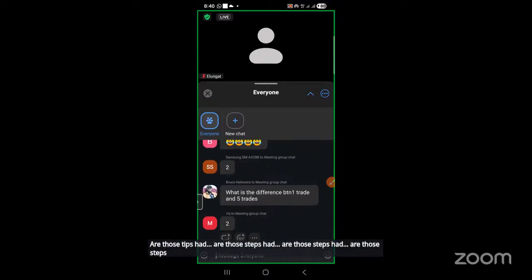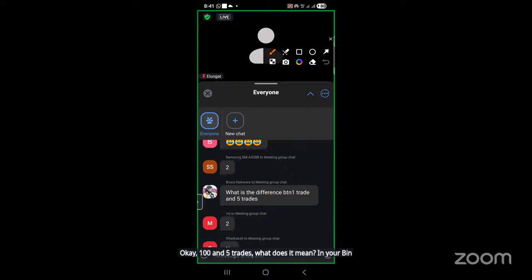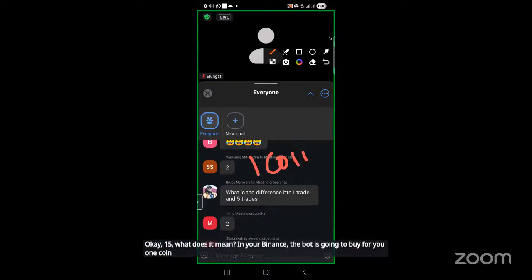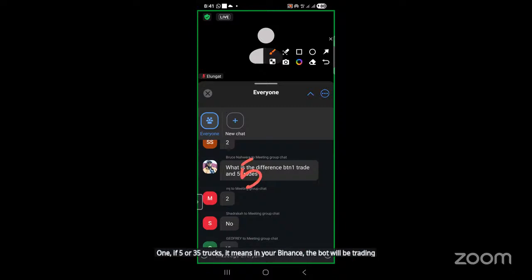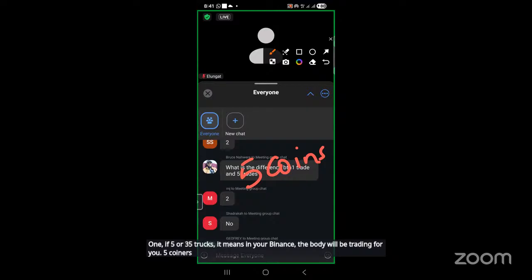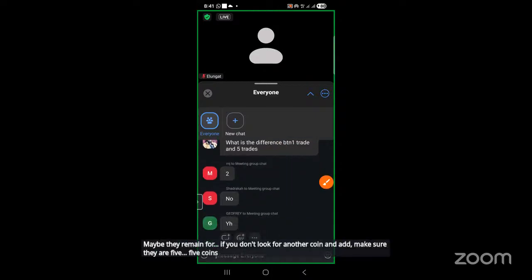What is the difference between 1 trade and 5 trades? In your Binance, if it is showing maximum 1 trade, the bot is going to buy for you 1 coin at a go. If it is showing 5 trades, it means in your Binance, the bot will be trading for you 5 coins at a go. So if it removes 1, maybe one hits profit and they remain 4, it is going to look for another coin and add. Make sure there are 5 coins at a go. I think you have understood.